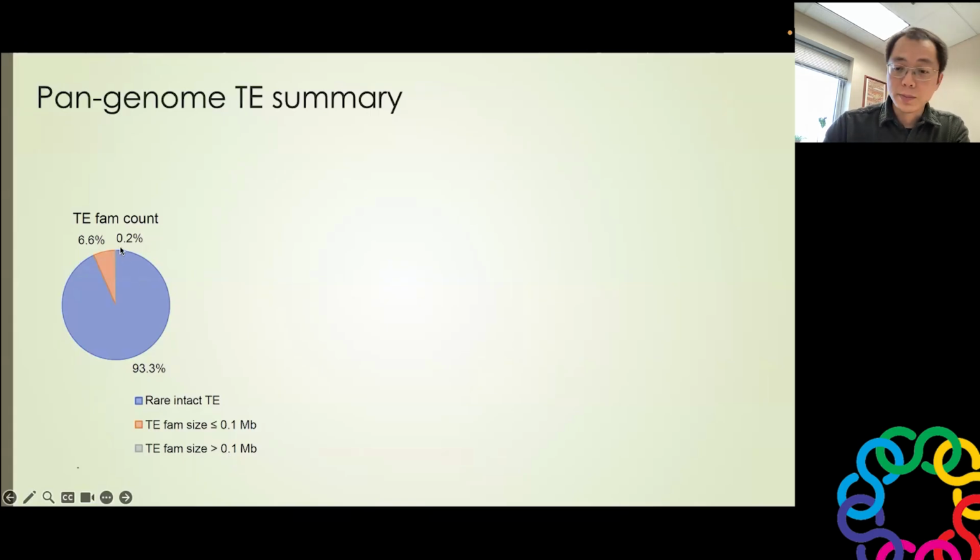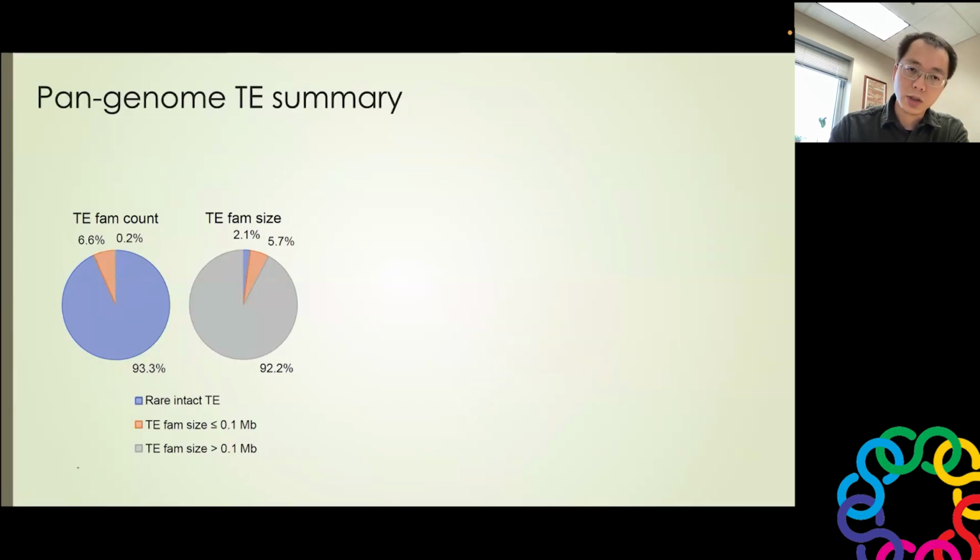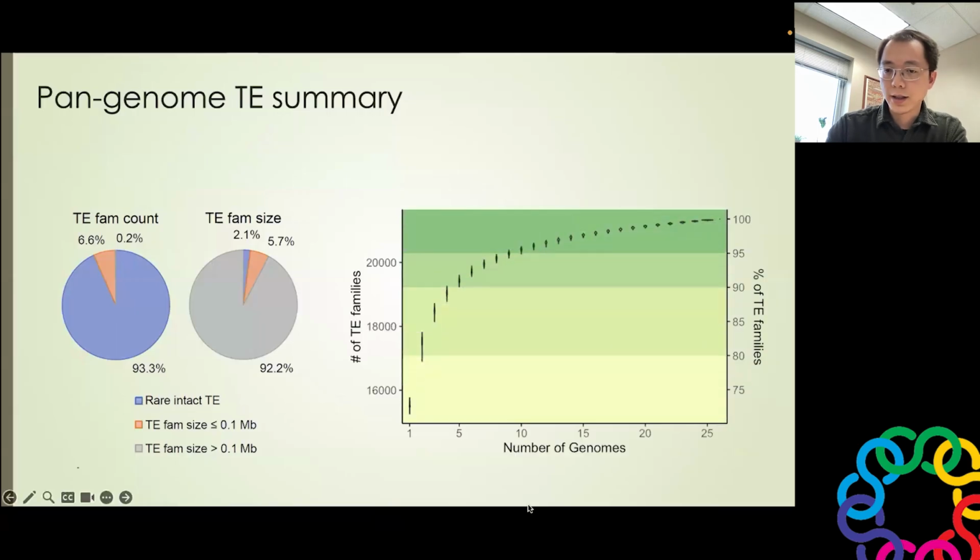So this is in number, but if you put them into base pairs, it's a reverse order. These large families, they are dominating the whole genome, and those unique ones are just a tiny fraction. And if you think about how these families are being shared or unique between individual plants or genotypes, so we do this saturation test.